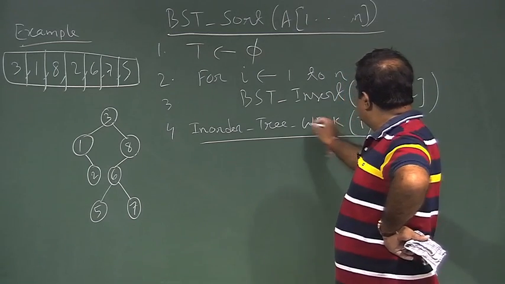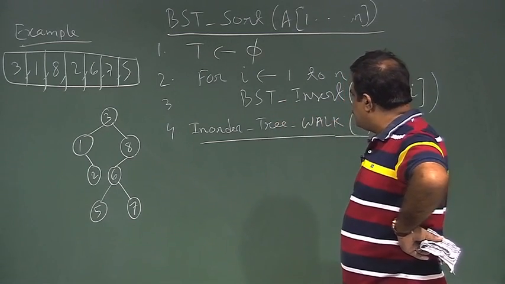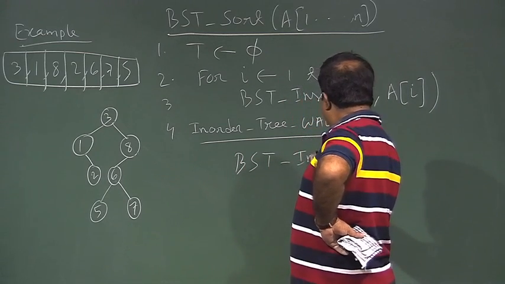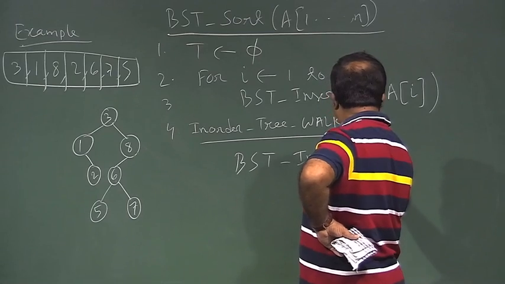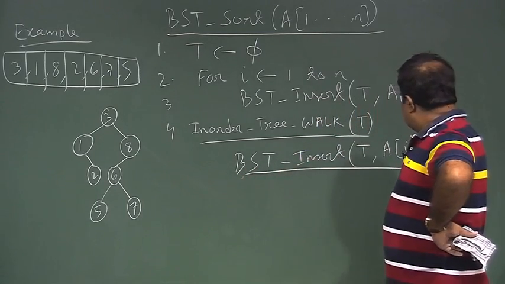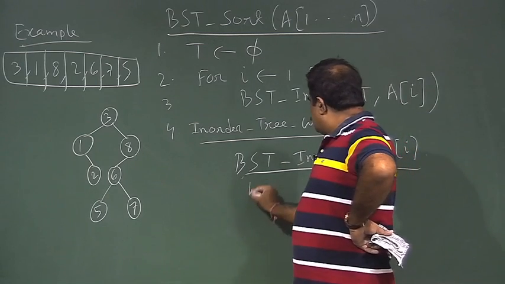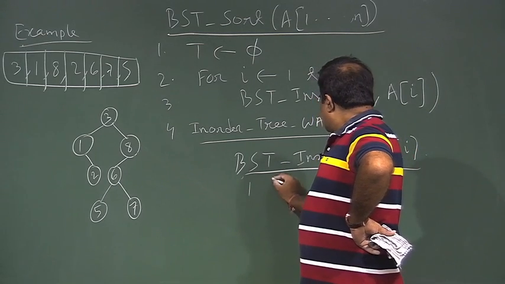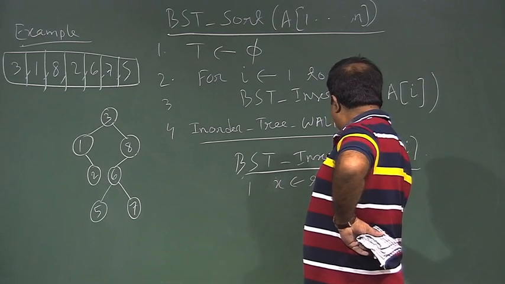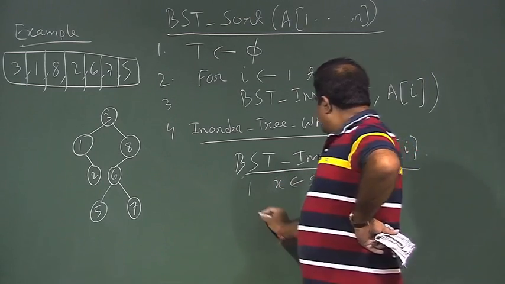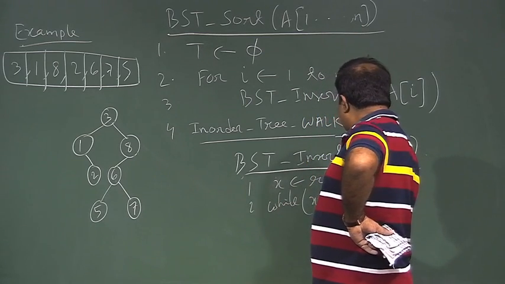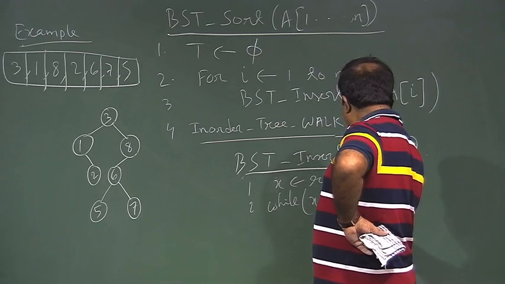So basically this is the BST insert. So if we just write the BST insert code, we first start with the root. So we take this x as a root of the tree. Initially root is empty, root is null. So while x is not null, we do this.